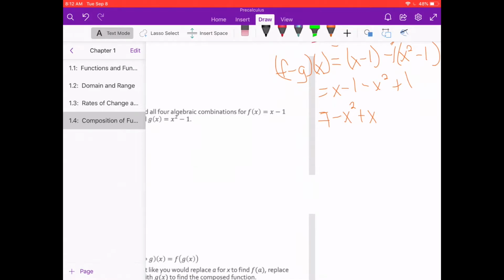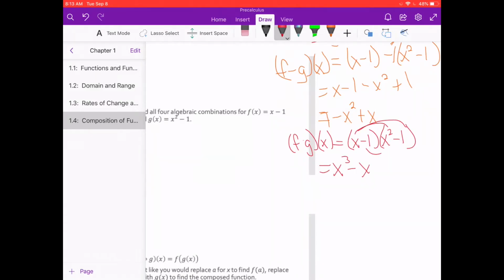Next up, we want to do the product. So f times g of x. We take x minus 1 times x squared minus 1. Back to algebra 1, remember the FOIL method. x times x squared is x cubed. x times negative 1 is negative x. Negative 1 times x squared is negative x squared. Negative 1 times negative 1 is plus 1. And I want to rearrange that so it's in standard form: x cubed minus x squared minus x plus 1.